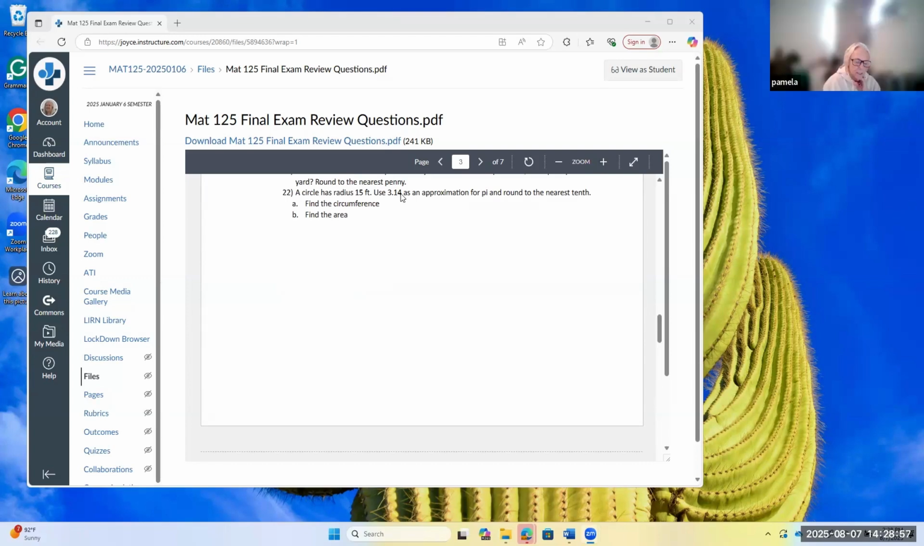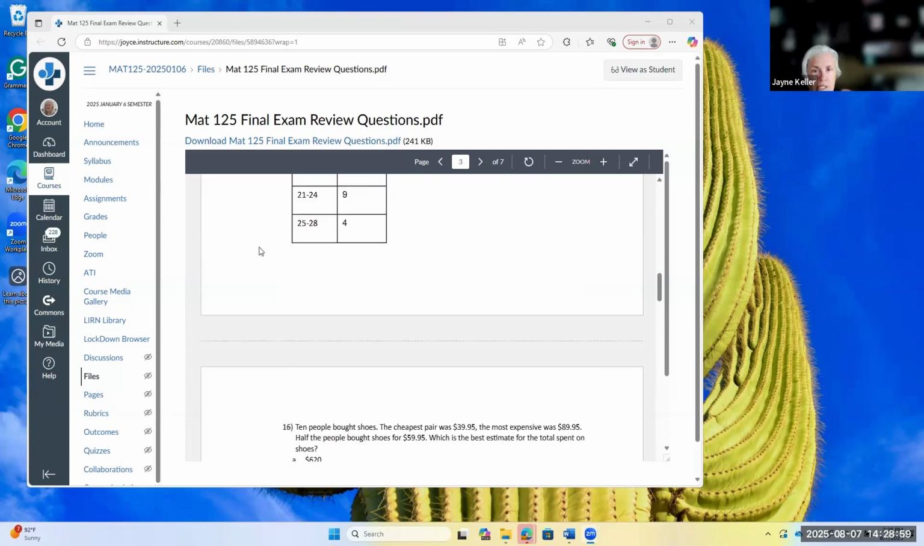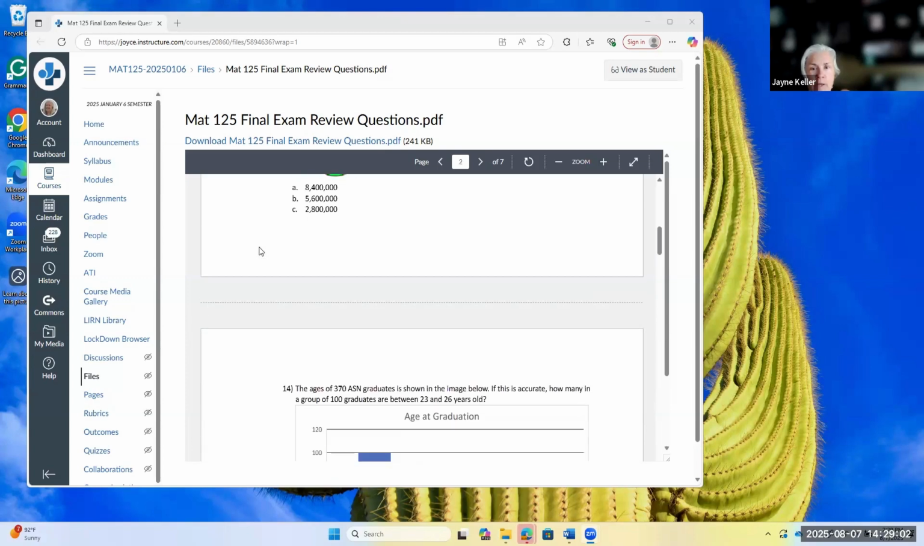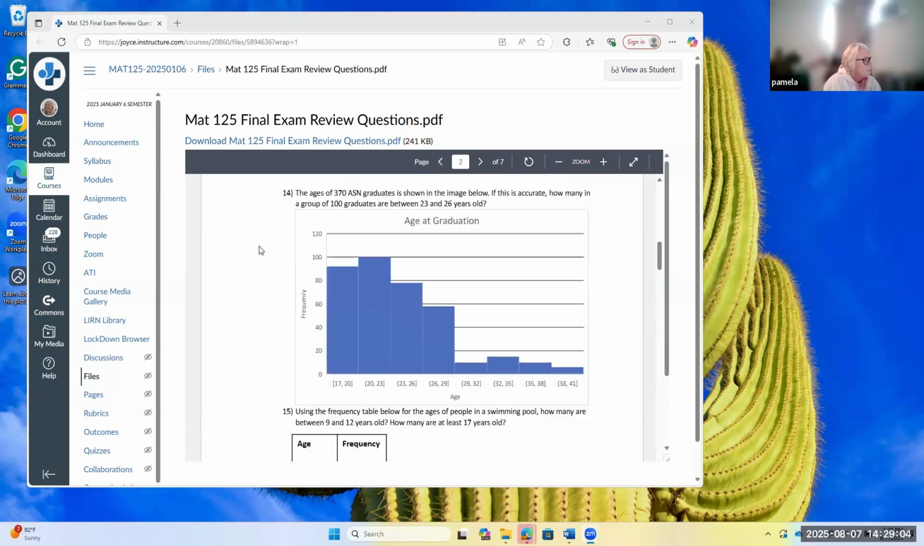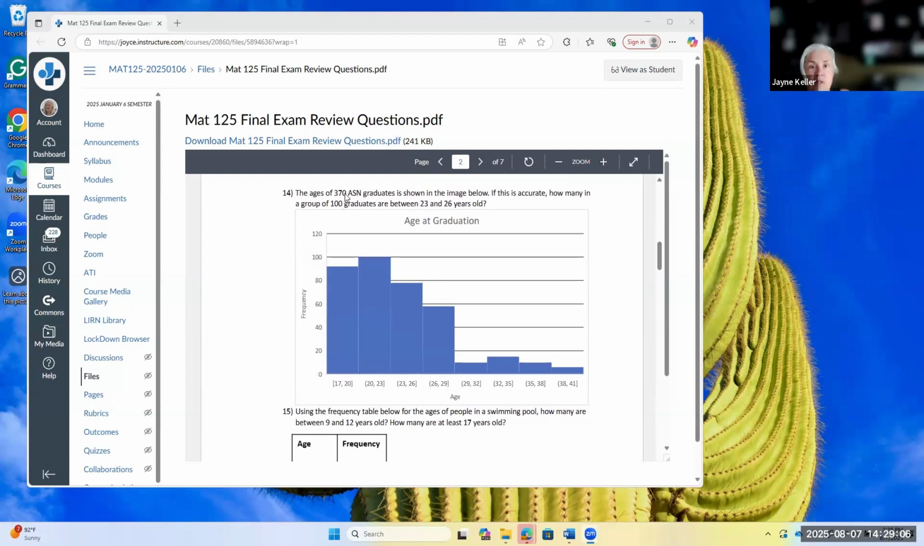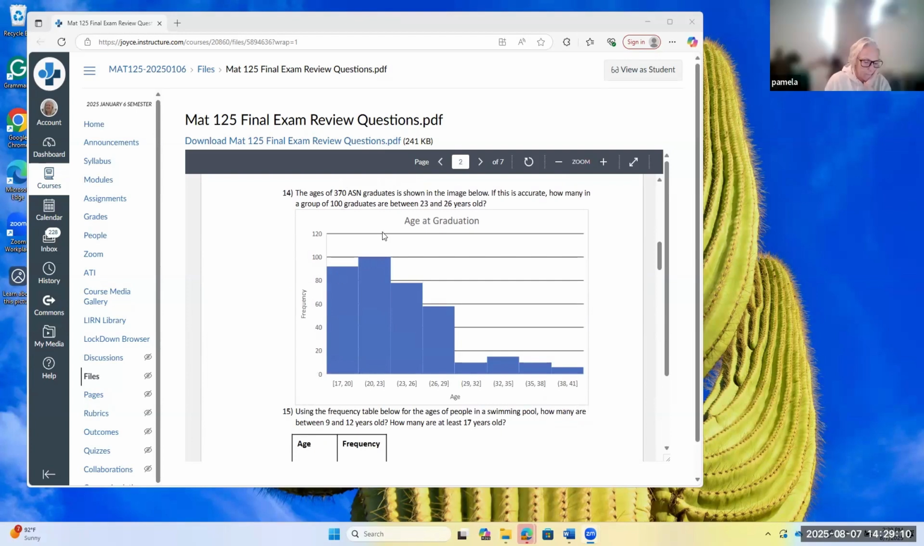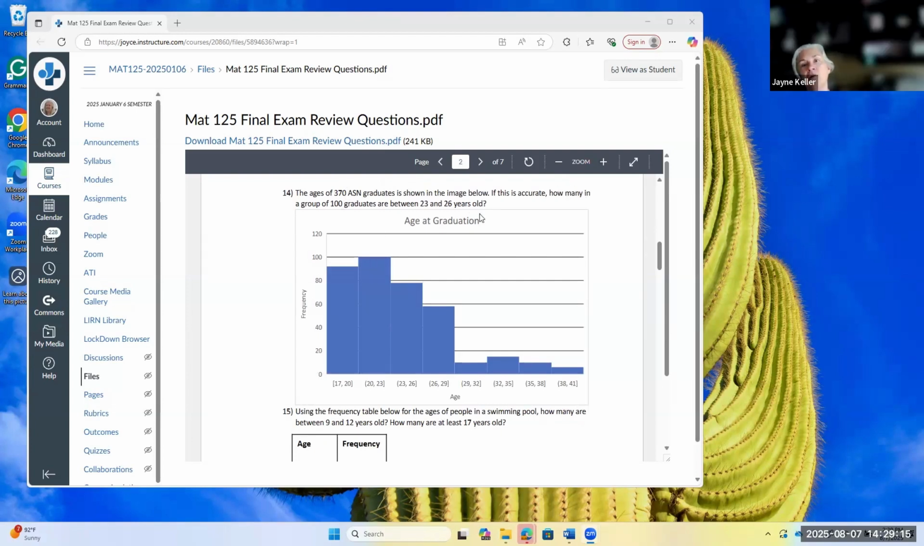For number 14? Okay, so let's see, we have 370 graduates. And if this is accurate, how many in a group of 100 are between 23 and 26? So what I want to do first is figure out how many are between 23 and 26 for this group, right?